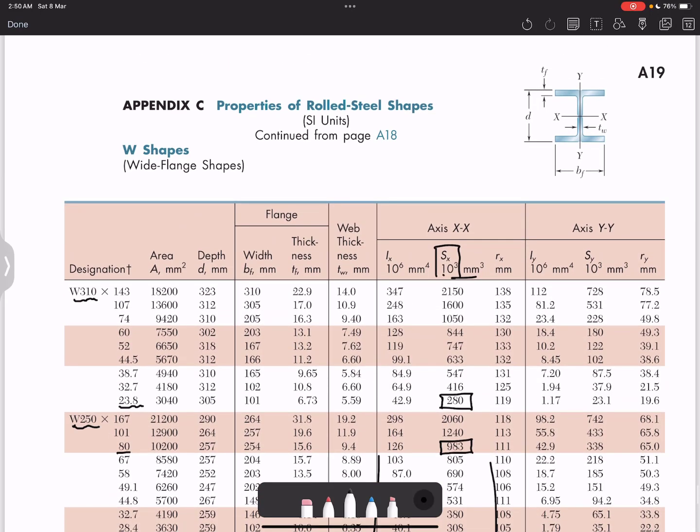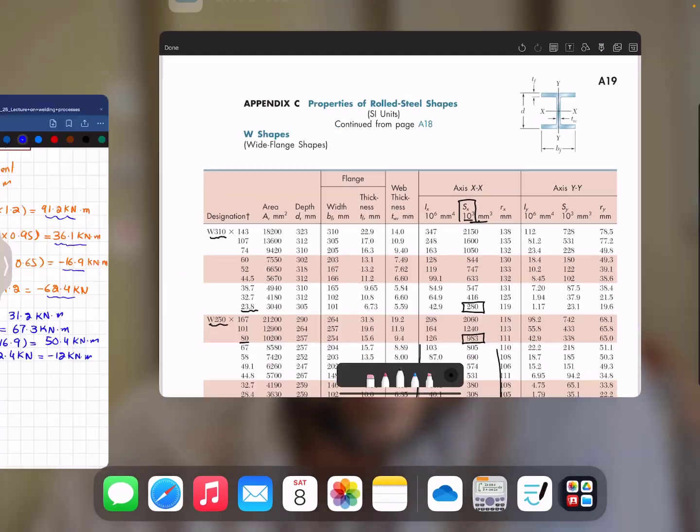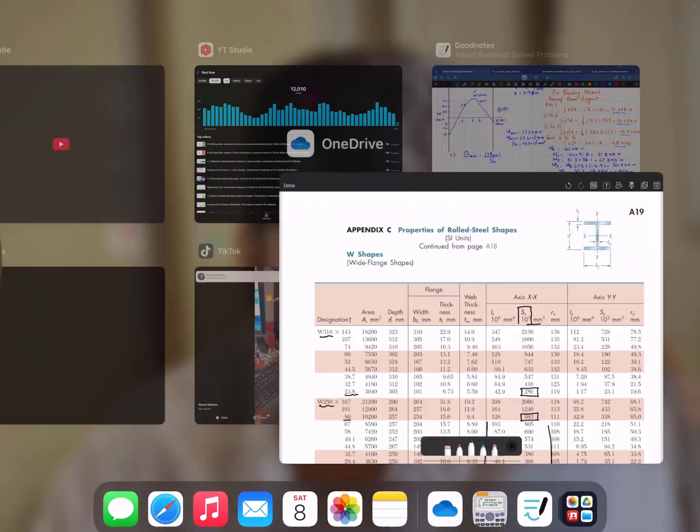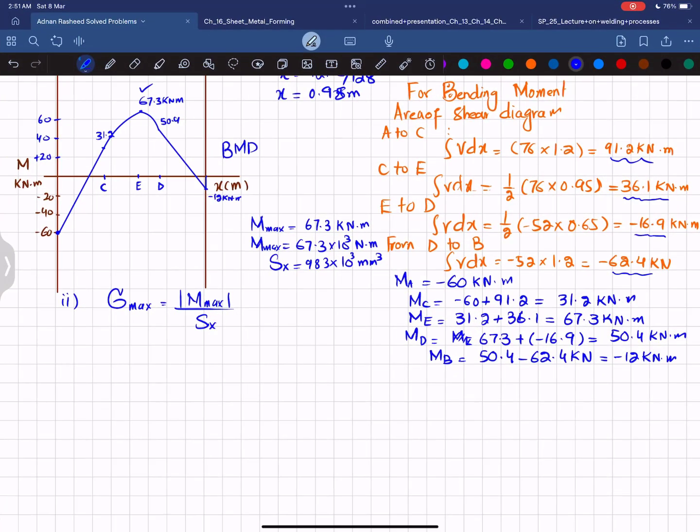And this is 10 to the power 3 cubic millimeter. So I will write it 983 into 10 to the power 3 cubic millimeter. Let me check it again. 10 to the power 3. Okay, yes. So in meter, it will be equal to 983 into 10 to the power 3, and it will be 10 to the power minus 9 cubic meter. This is not 12, this is minus 9. Okay. So 983 into 10 to the power minus 6 cubic meter will be Sx.